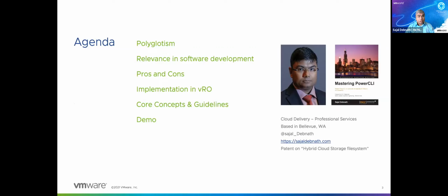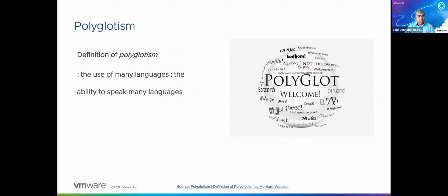Today, I'm going to talk about polyglotism, what it is, its relevance in software development, pros and cons of polyglotism, implementation of it in vRO, the core concepts and guidelines of polyglotism in vRO, and I'm going to end the session with a tip. So what is polyglotism? As per the definition, the usage of many languages is called polyglotism, and a person who has the ability to speak many languages is a polyglot.